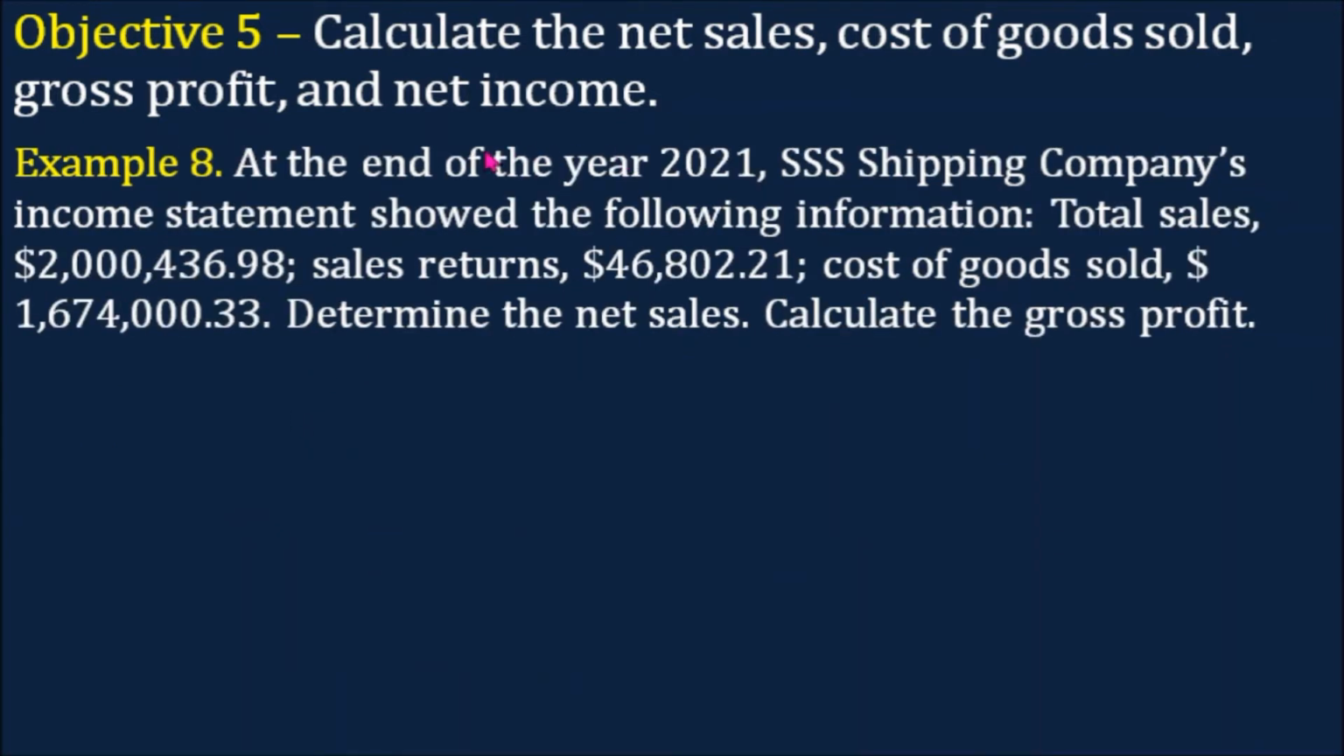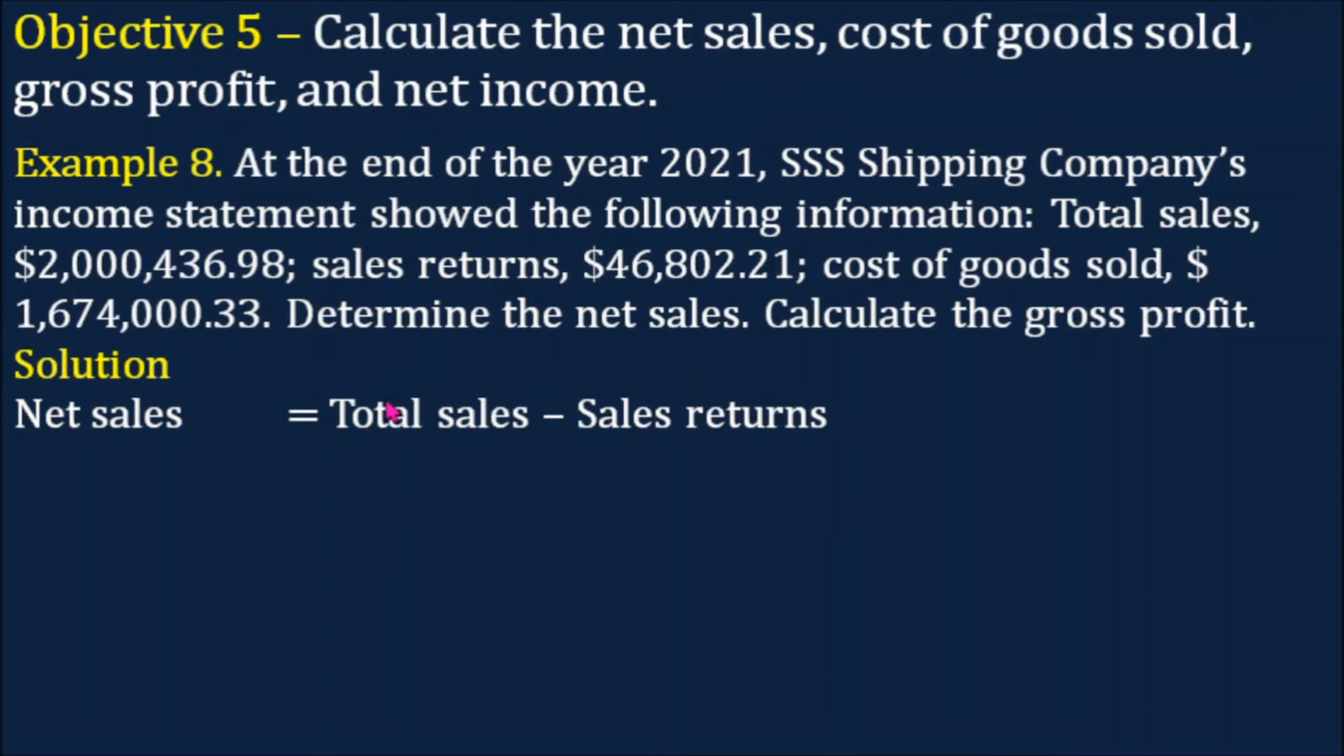Example number 8. At the end of the year 2021, SSS Shipping Company's income statement showed the following information. Total sales, we have $2,436.98. Sales returns, $46,802.21. Cost of goods sold, we have $1,674,000.33. Question, determine the net sales and then calculate the gross profit.